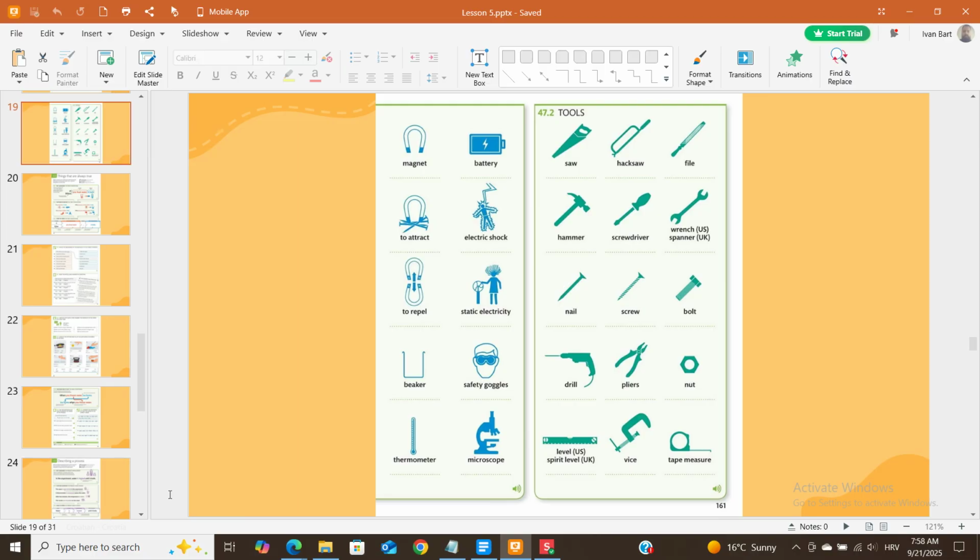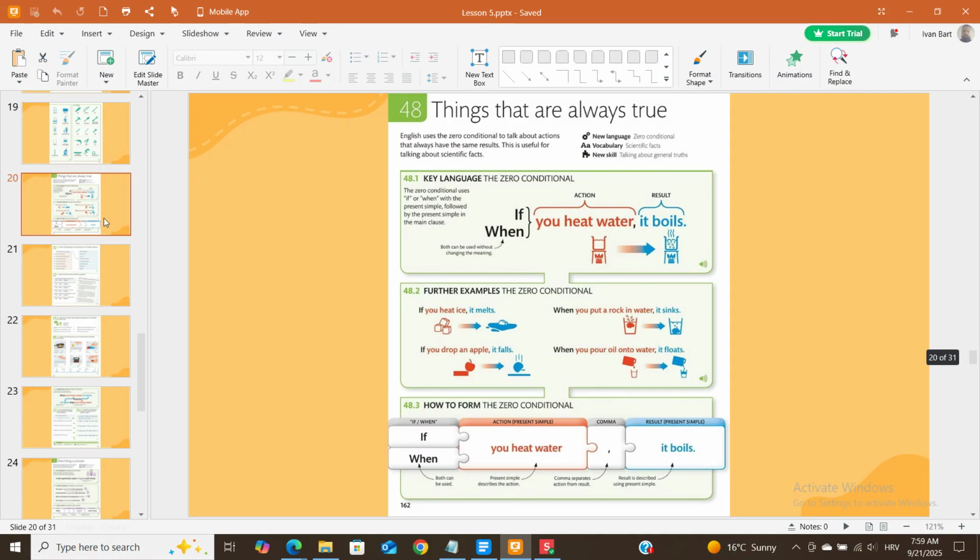Nut. Beaker. Safety goggles. Drill. Pliers. Thermometer. Microscope. Level (US). Spirit level (UK). Vice. Tape measure.